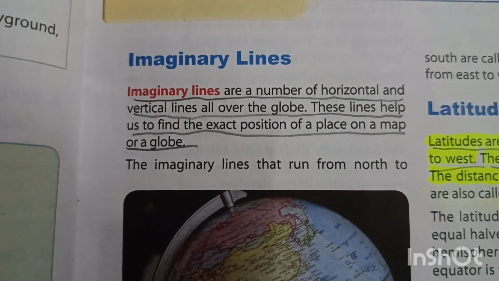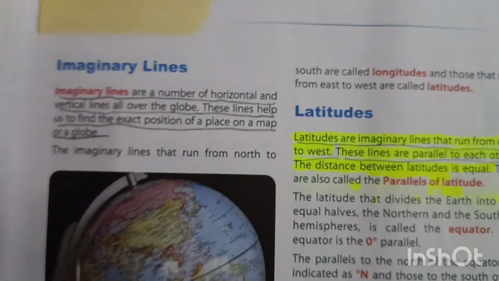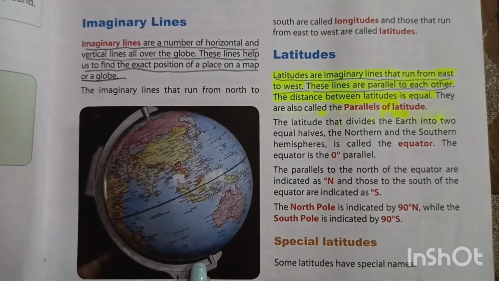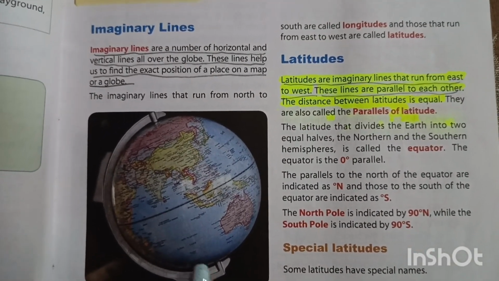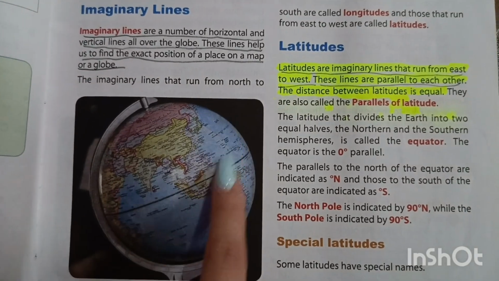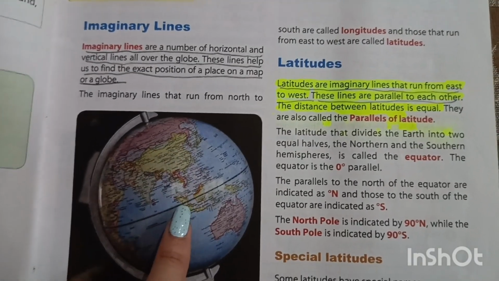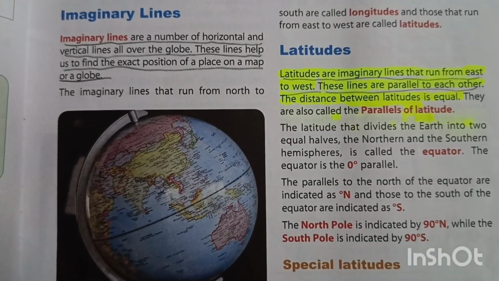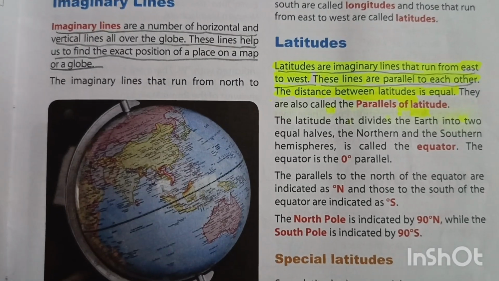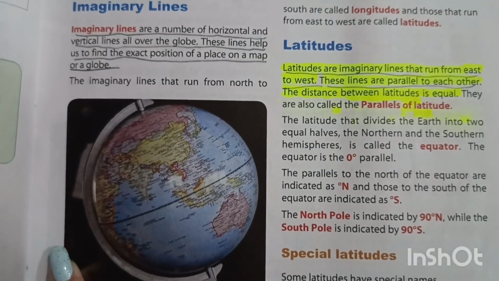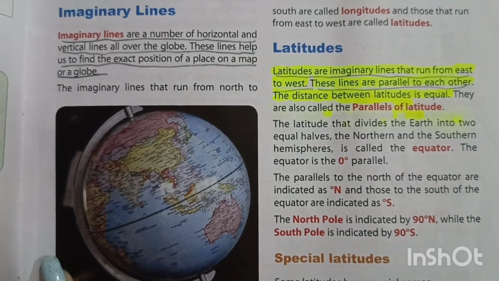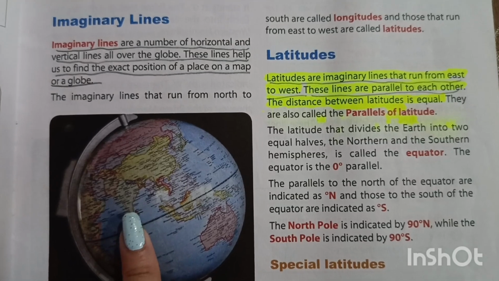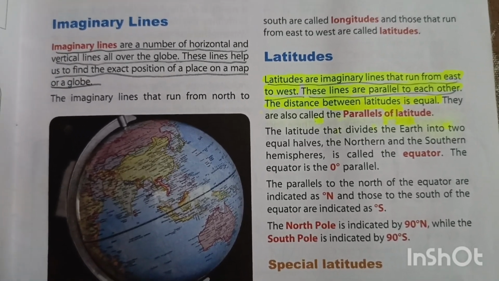Now, the imaginary lines that run from north to south are called longitudes. And those that run from east to west, for example the equator, which is also a latitude, are known as latitudes. So, latitudes are imaginary lines that run from east to west. These lines are parallel to each other, so the distance between latitudes is equal. They are also called parallels of latitude.